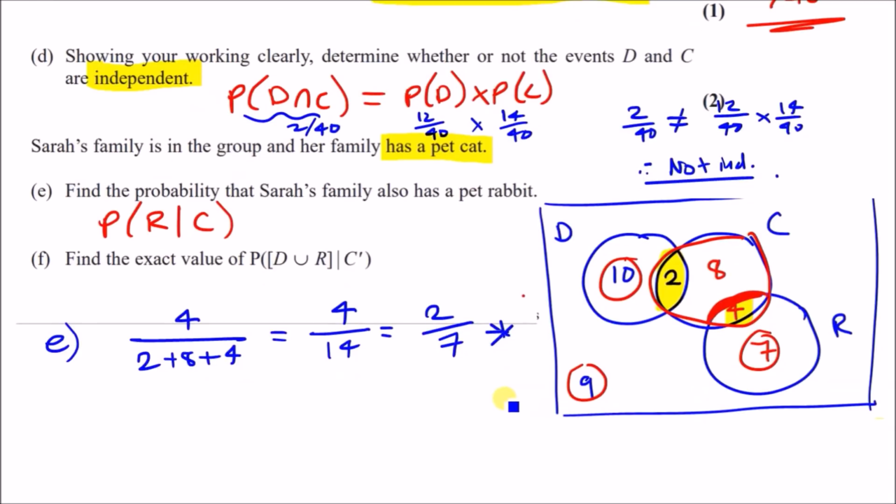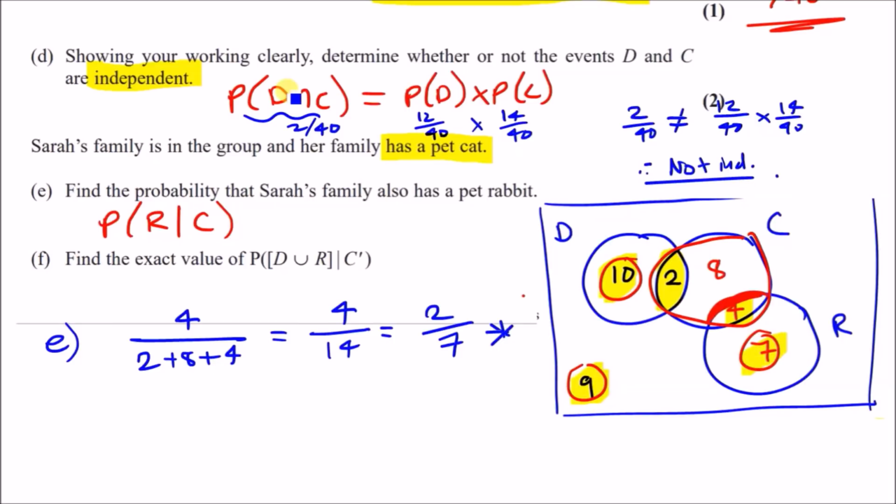Now F is kind of similar, except it's a bit trickier. They want us to find the exact value of this probability, where you've got D uniting with R, given that no family has a cat. So I'm just going to look at the ones that don't have a cat, yeah? The ones that don't have a cat would be everything outside the cat circle, like 10, 9, and 7.